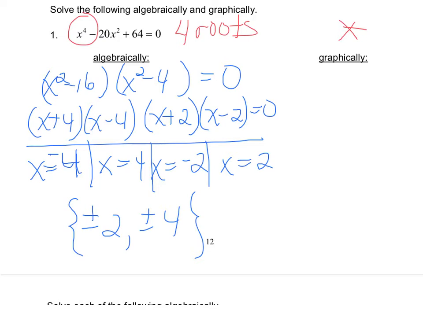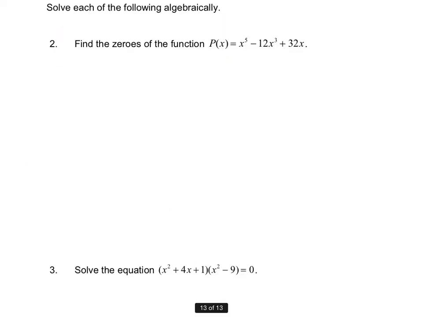All right, so we definitely need to make sure we have all the answers by checking how many roots we're supposed to have by looking at the highest exponent. With that being said, let's go on to another example. Solve each of the following just algebraically. Okay, we can do that.